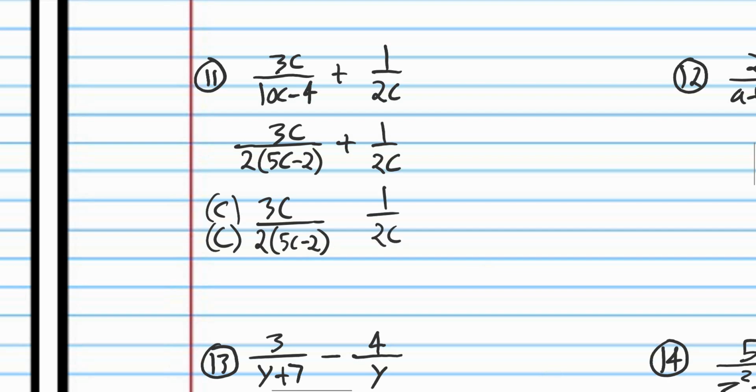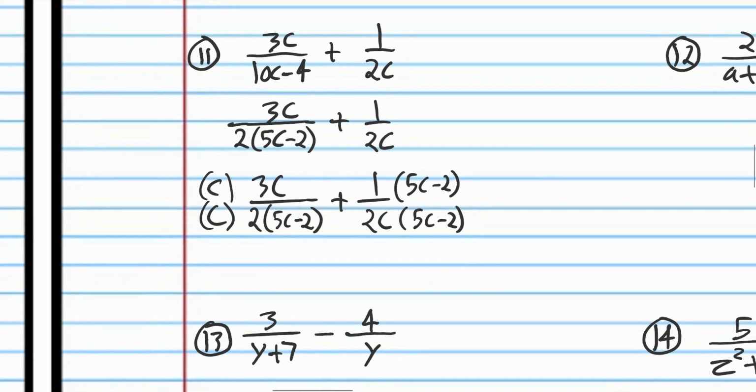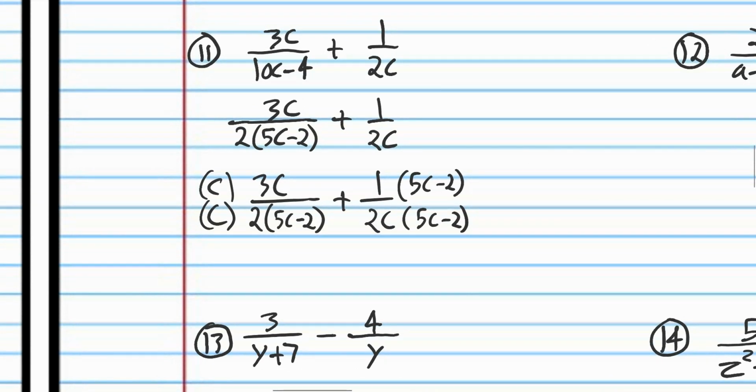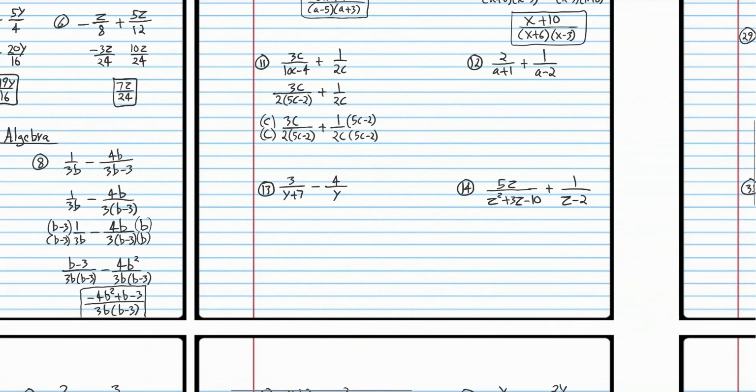And this fraction doesn't have a 5c minus 2 factor, so we're going to multiply both sides of this fraction by 5c minus 2. And you have to use parentheses because it's multiplication. All right, so I'm going to move this down a little bit.